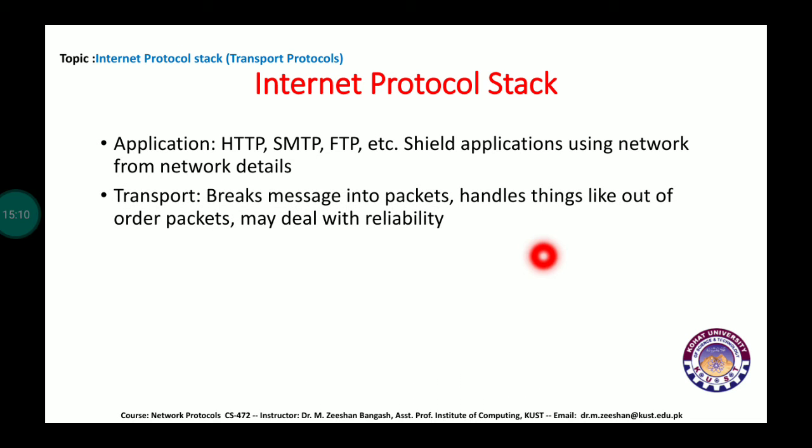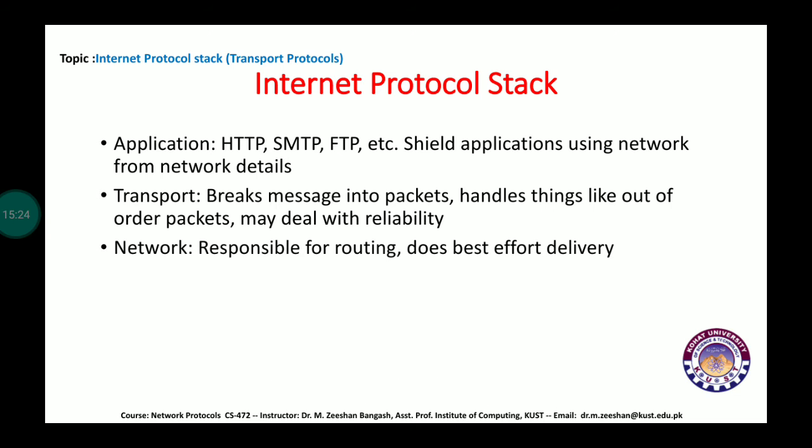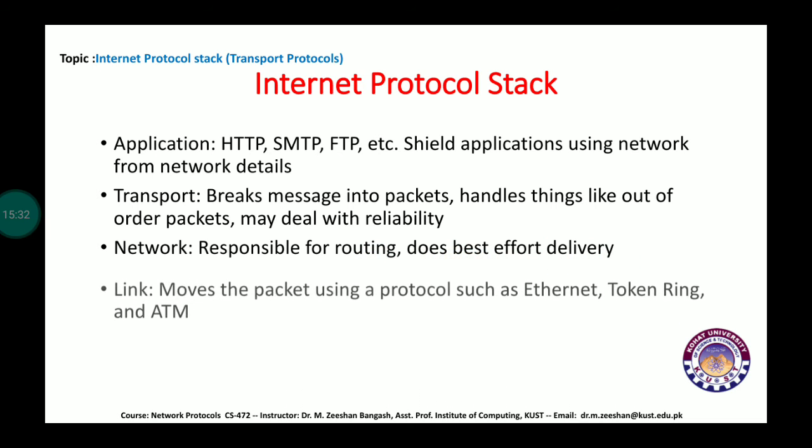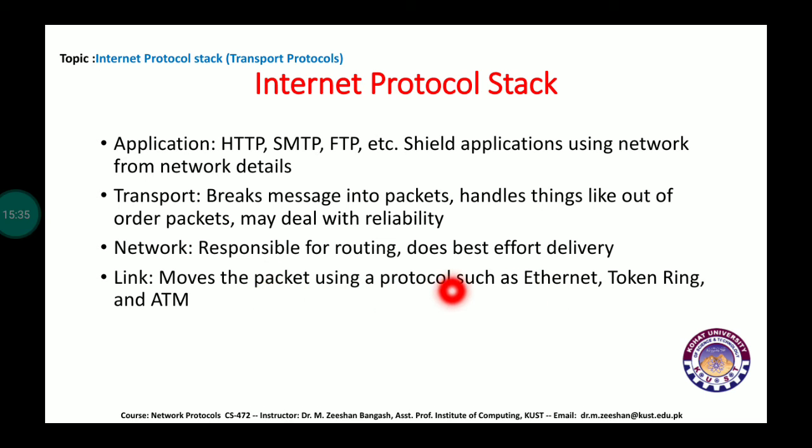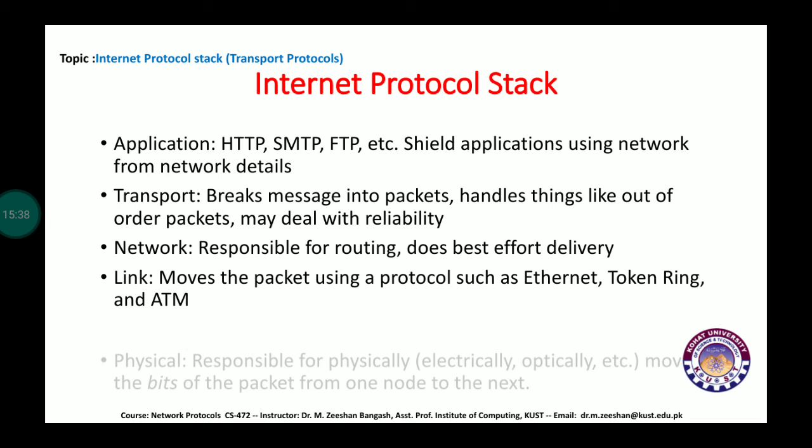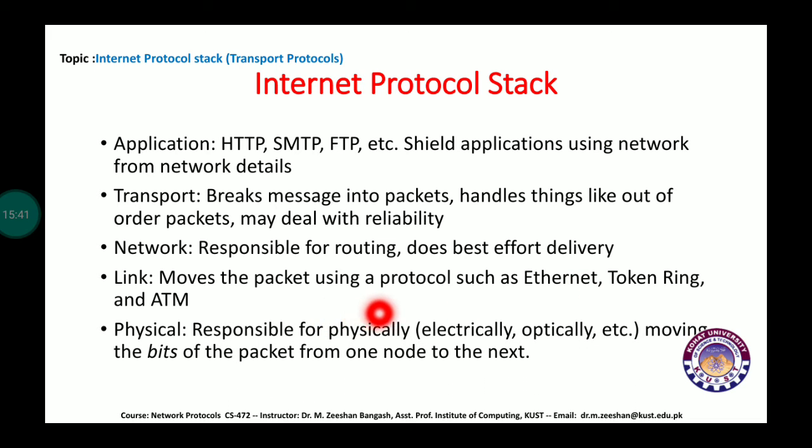Similarly, some transport layer protocols break the message into packets and then handle out of order packets, and they are dealt with using a reliability mechanism. Similarly, the third layer, which is the network layer, is responsible for routing, and it does best effort delivery. Then the link layer moves the packet using a protocol such as Ethernet, token ring, and ATM, and the last, the physical layer, is responsible for the physical movement of the bits of the packet from one node to another. So every layer in the protocol stack has its responsibility.